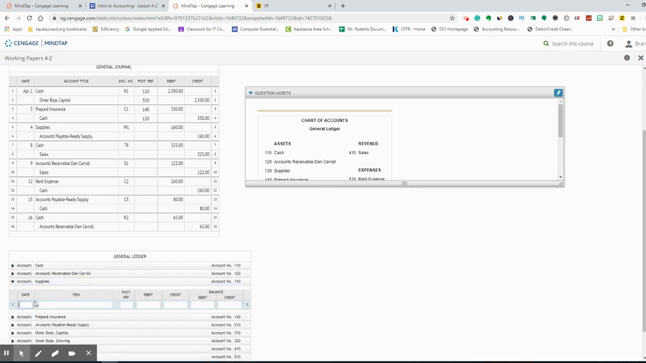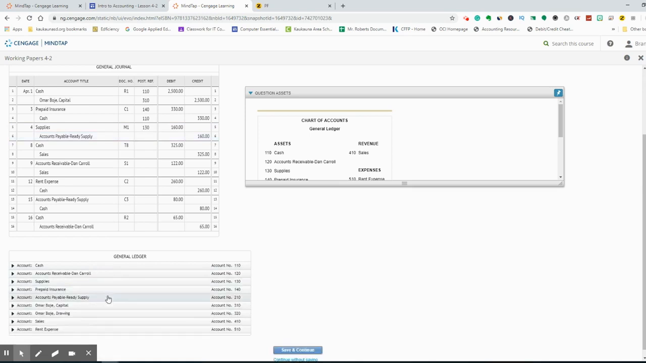So the next thing is supplies. First thing we do, we put in the date. Next, we put in our reference number, which is G2. Oh, excuse me, G1. We're still on the first page. So supplies here is going to be a debit of 160. We carry that balance over, and now we write account number 130.